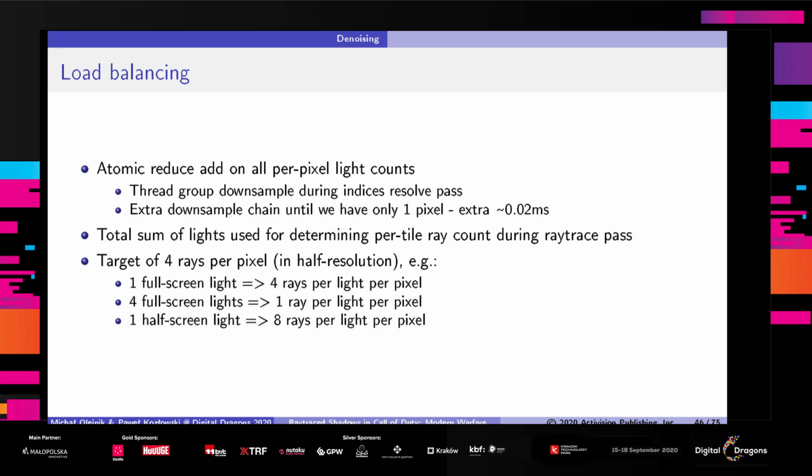So, for example, our target is to cast 4 rays per pixel on average, assuming half resolution. If we have 1 full screen light, we naturally cast 4 rays per light for each pixel. On the other hand, when there are more lights, for example 4 lights, then we can only cast 1 ray per light per pixel. But this also goes the other way around. If lighting conditions are simple, for example there is only 1 light and it covers only half the screen, we can up the effective sample count to increase the quality while maintaining stable performance.